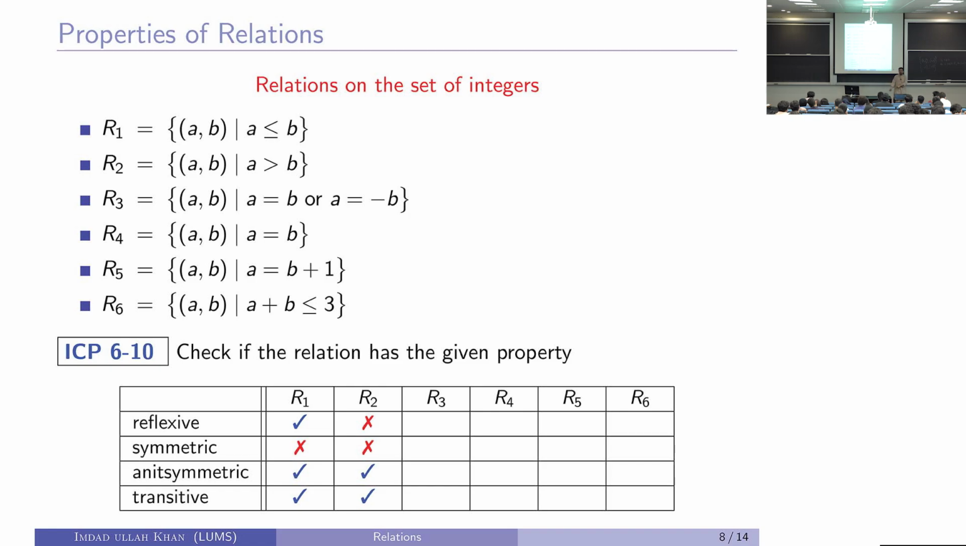Now, is that true? Not true, right? How would you prove that R1 is not symmetric? We use 2 and 3. 2, 3 is in R1, because 2 is less than or equal to 3, right? But 3, 2 is not there, because 3 is not less than or equal to 2, right?